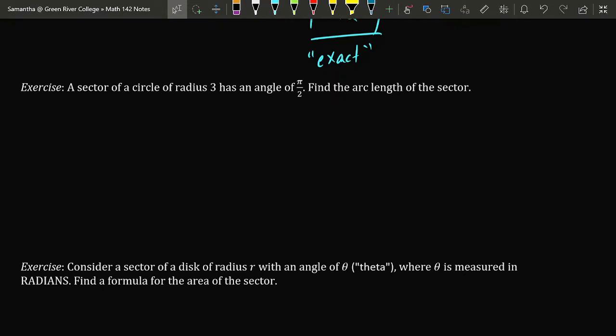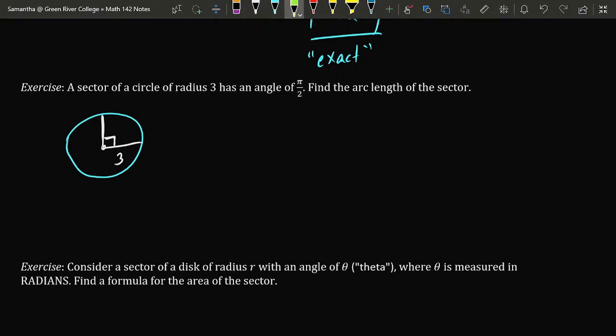Let's find the arc length of a portion of a circle that corresponds to a central angle of pi over 2. The circle has a radius of 3. So to visualize this, the full circle has a radius of 3. We're dealing with a sector with an angle of pi over 2, corresponding to 90 degrees or a quarter of a full rotation.